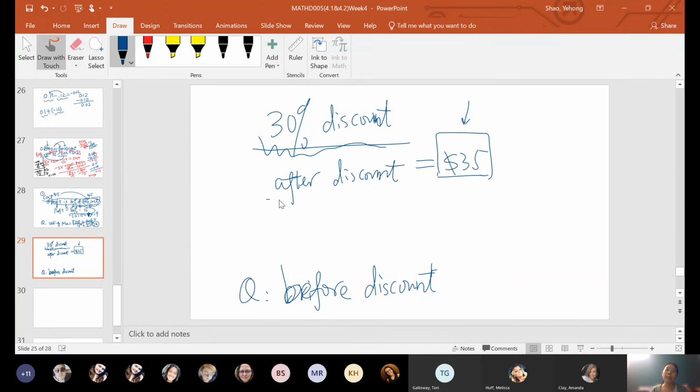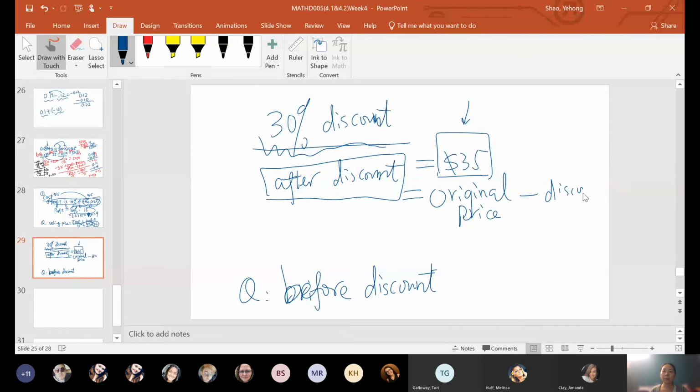Okay, so apparently the price you paid after discount is the original price, or the price before discount. Let me just call it original price, minus discount. The money you saved. But the problem is we don't really know how much money we saved, right? So this is the after discount price. After discount price, $35, is equal to original minus discount.